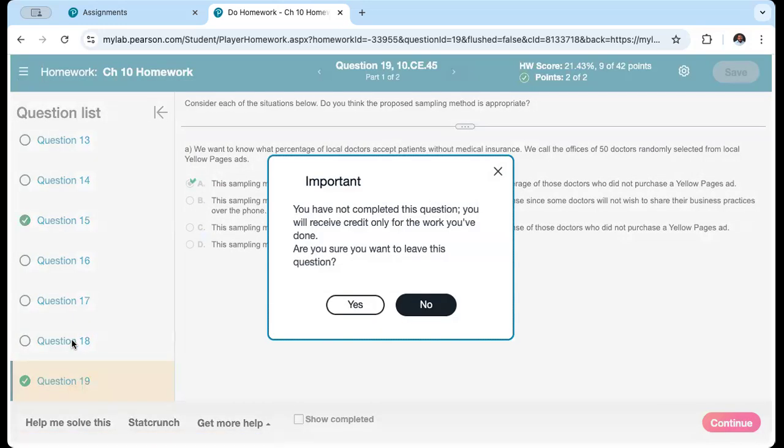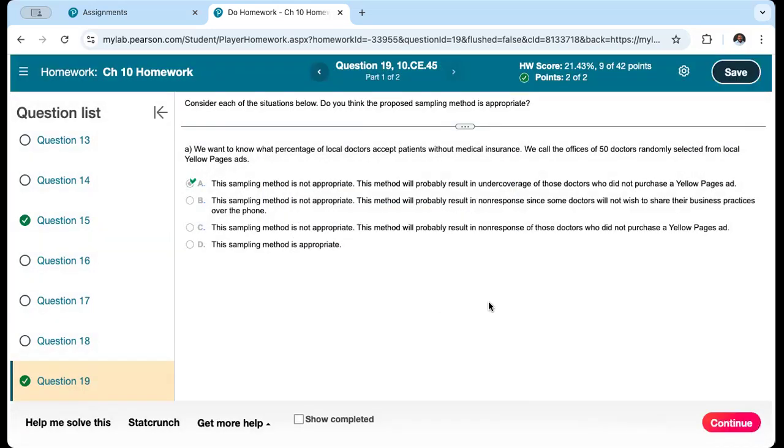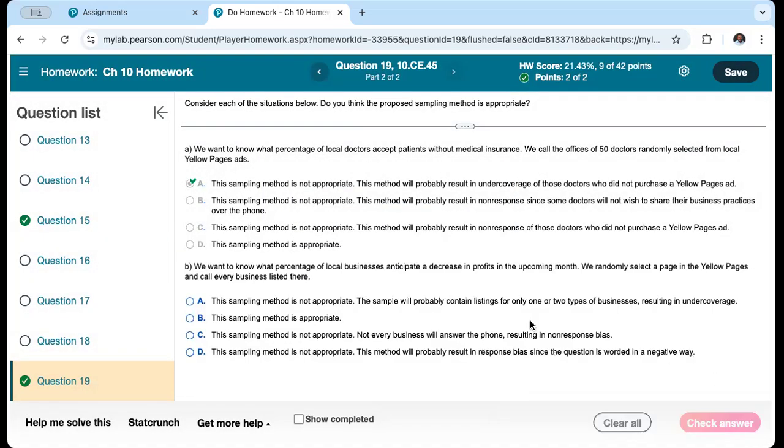Let's do one more. Let's try to see. Oh, it's incomplete. Let me see. So I have to hit continue. Okay. So let's do B now.